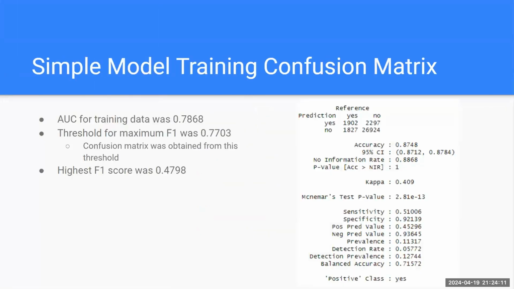When looking at the confusion matrix for the training data, first the AUC was 0.7868. The highest F1 score that we got from the graph on the previous slide was 0.4798. And then the confusion matrix shows the sensitivity, specificity, PPV, and NPV as well.